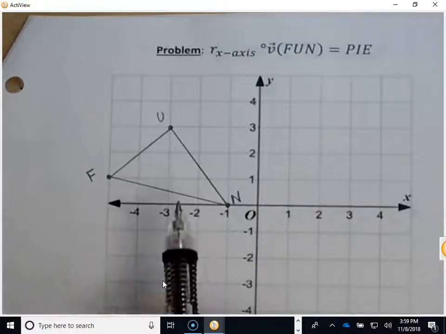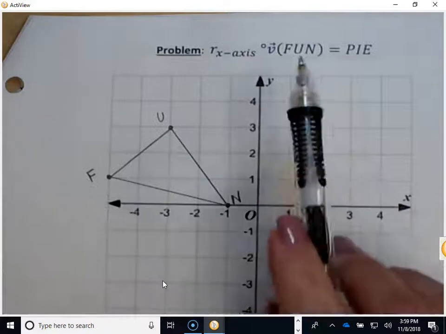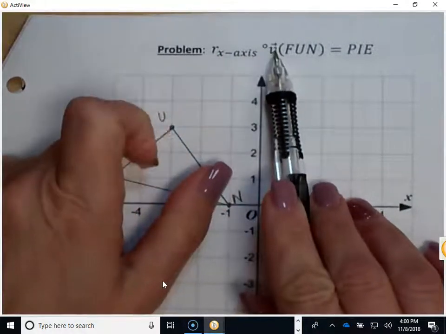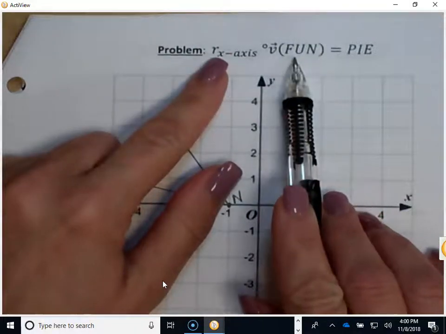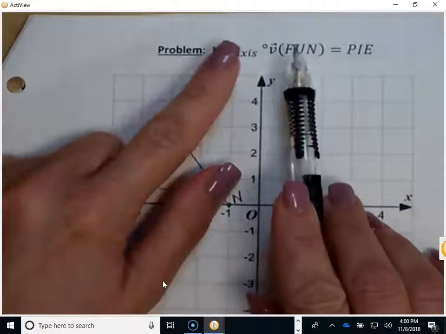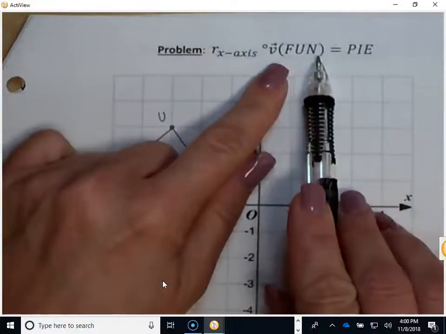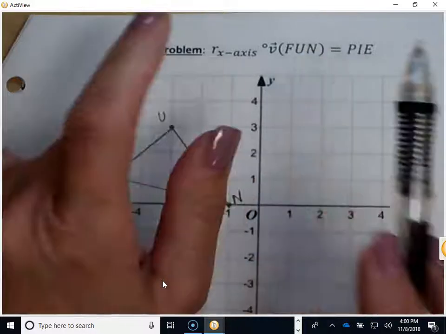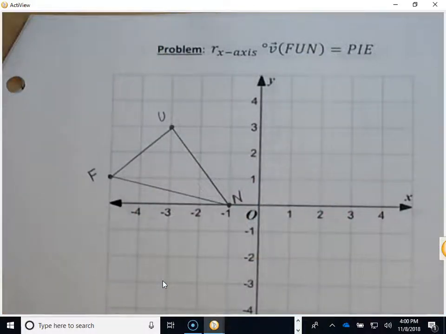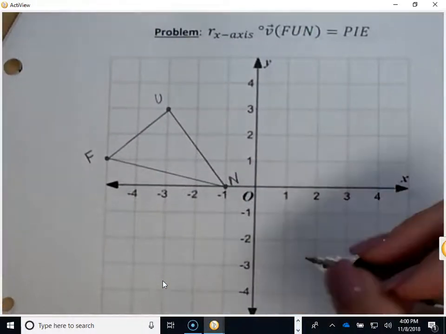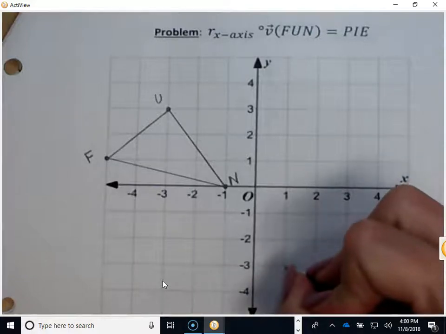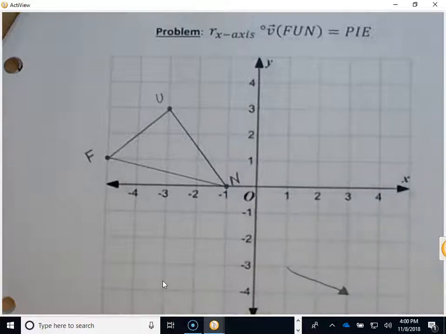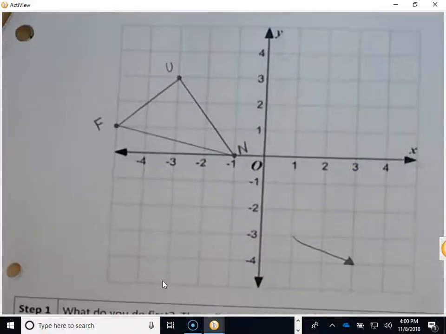So now that we have our figure, our pre-image, FUN, remember, when we are doing more than one transformation, that little circle there means we're going to do this transformation, then this transformation. Whenever we're doing more than one to an image, we work our way from the parentheses on out. So that means we're going to do this vector first, and then we're going to do the reflection across the x-axis. So our vector, we have to draw that in too, because you don't know what it is yet. I'm going to draw it down here. So draw that vector in so that you can see what shift we're going to do.